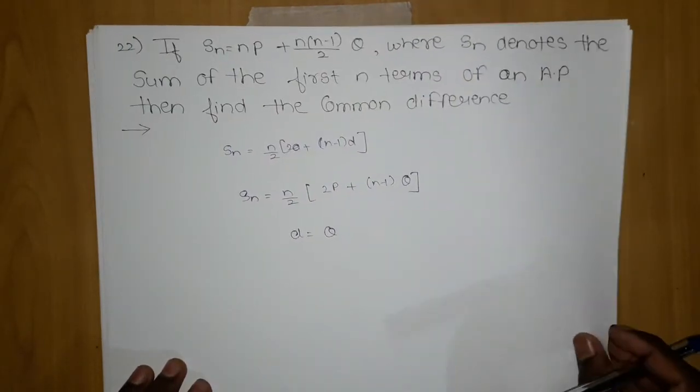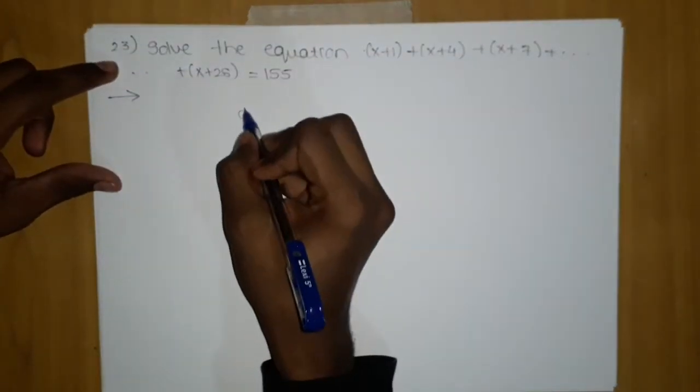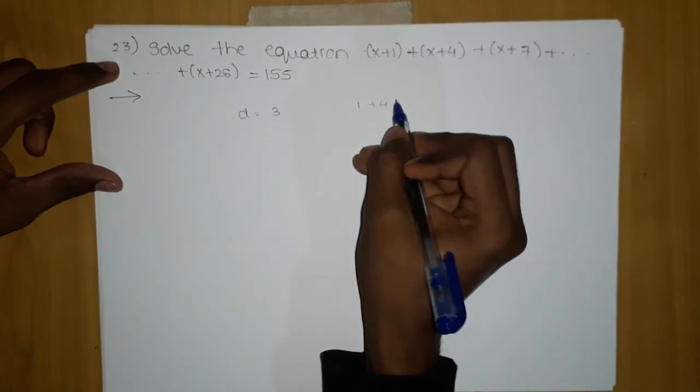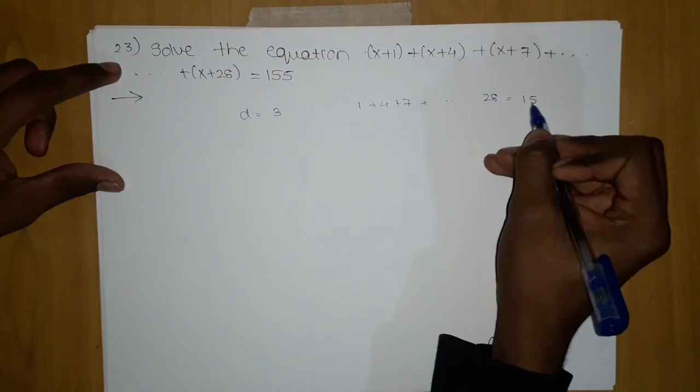Okay, so we have done this question. Moving ahead, we have this question: solve the equation (x plus 1) plus (x plus 4) plus (x plus 7), till (x plus 28). Solve means you have to find the value of x. How can we do this? You can easily see the difference is nothing but 3, and if I take 1 plus 4 plus 7 like this till 28, it is equal to 155.